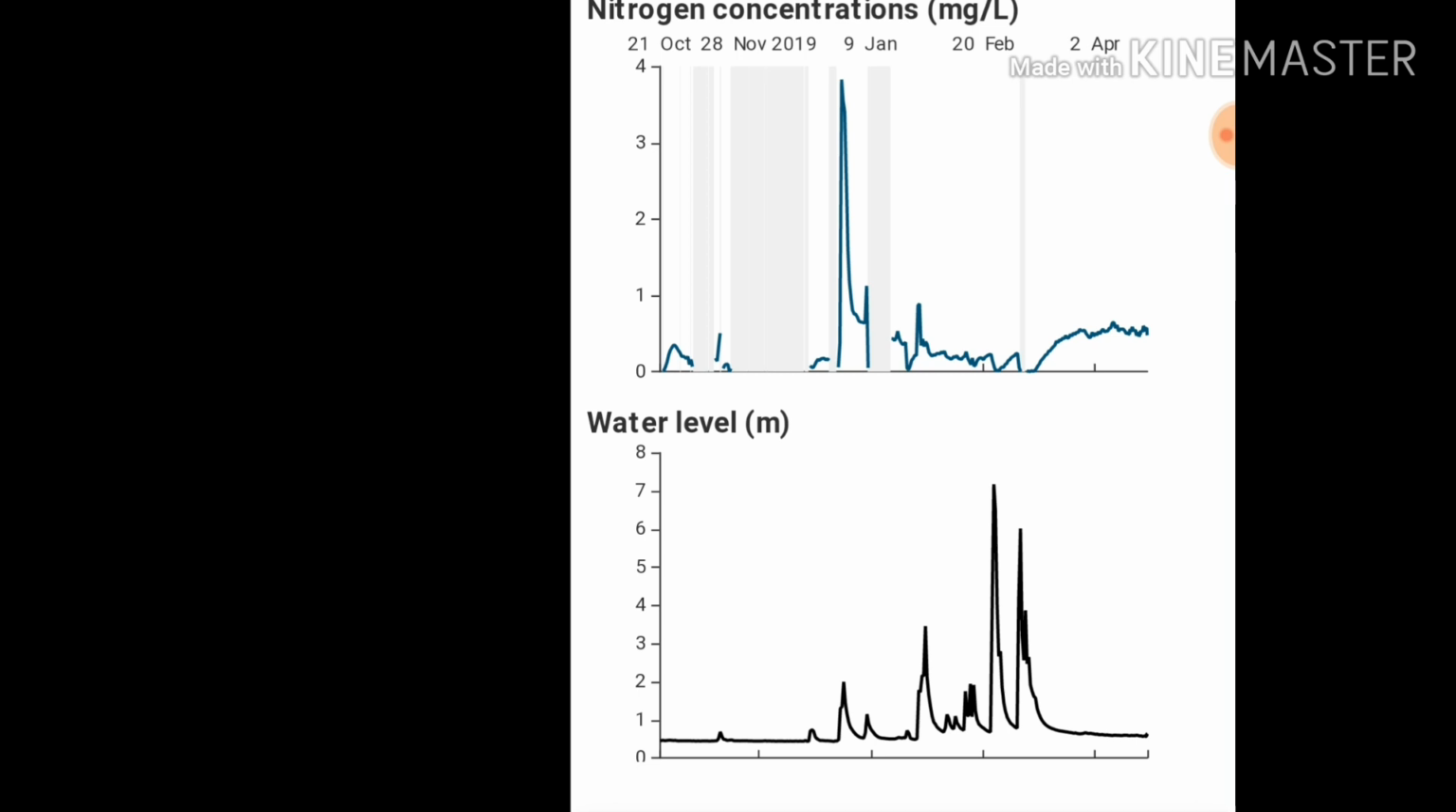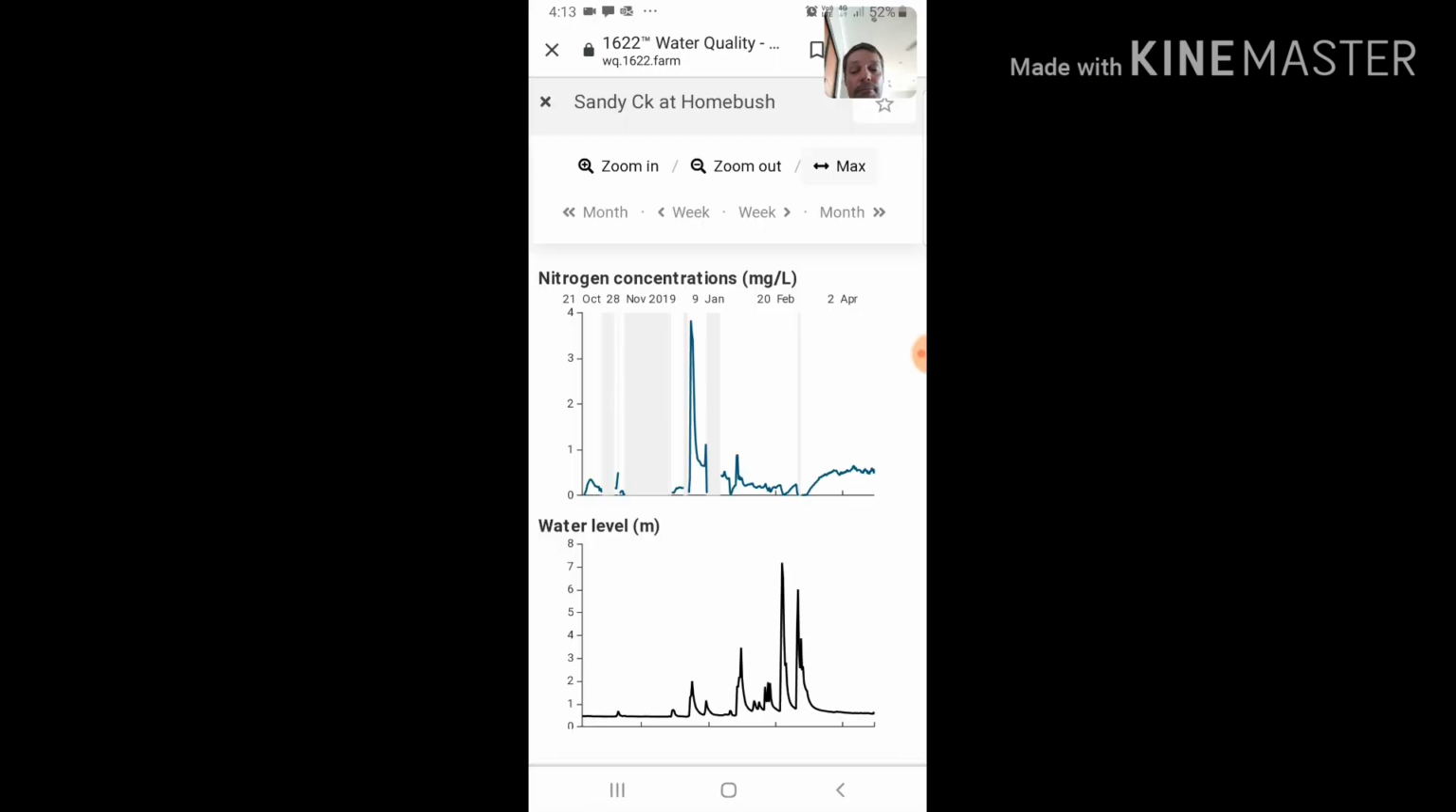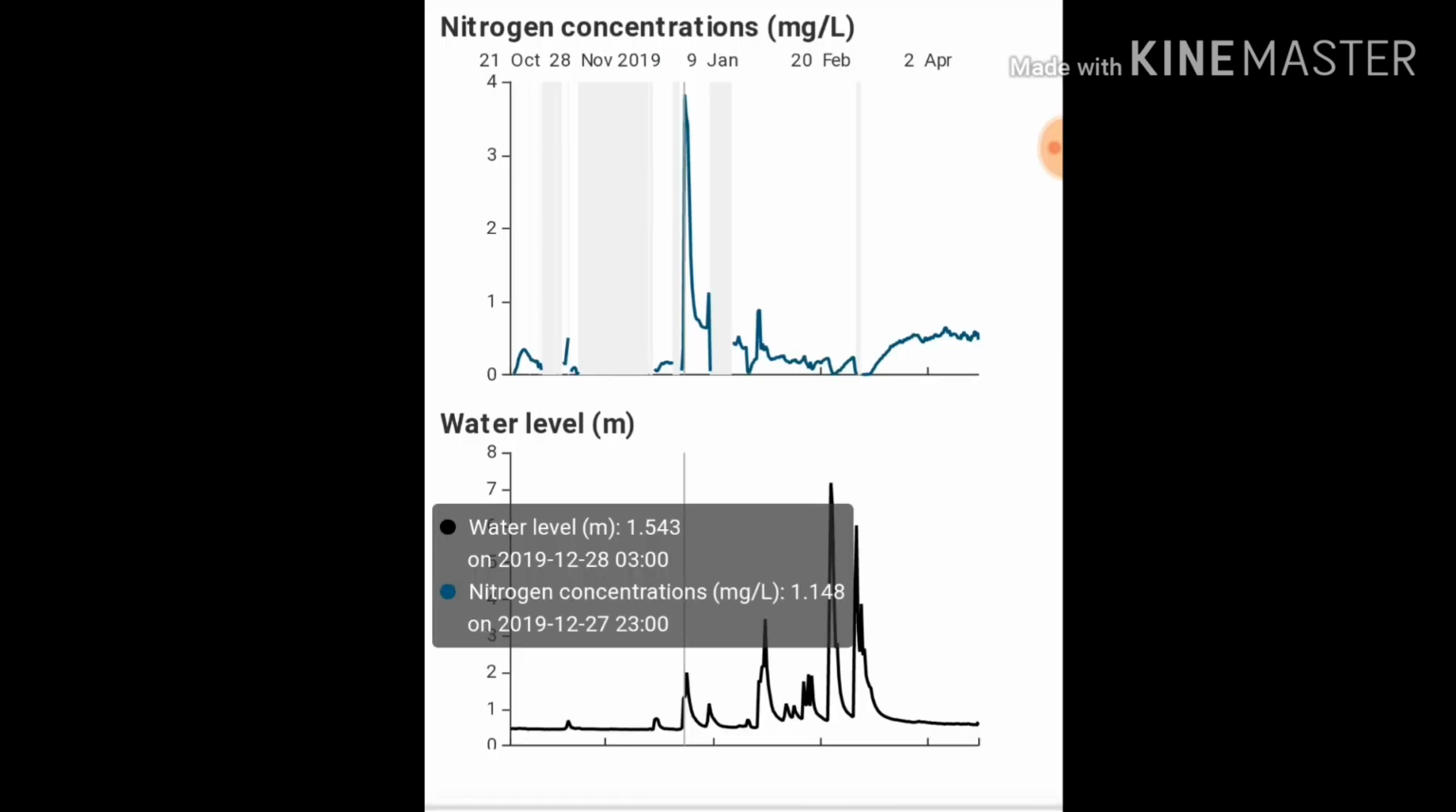You can see down the bottom the water levels. We can see that this site again is not tidal, but we can see that in the early wet season there was a little peak around here, and that coincided with this great big jump in the nitrogen concentrations up to around 4 milligrams per litre.